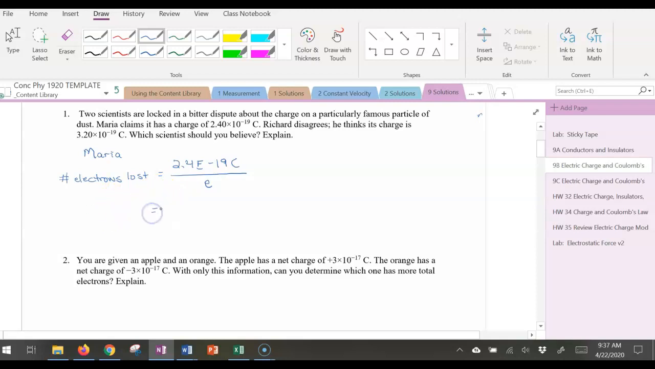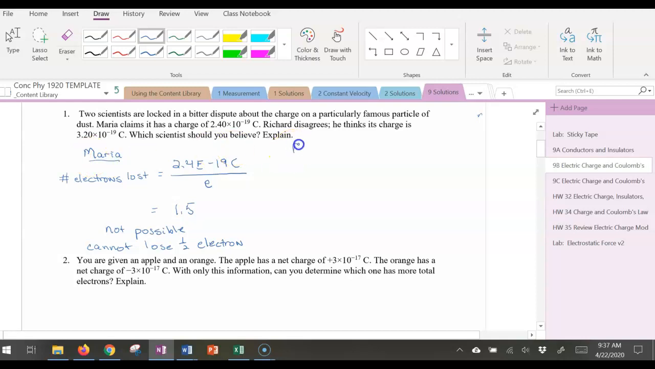And e is 1.602 times 10 to the negative 19th. So if I did 2.4 times 10 to the negative 19th divided by e, I get 1.5. So this is not possible, because the dust particle cannot lose half of an electron. It can lose one electron. It can lose two electrons, but it can't lose 1.5 electrons.